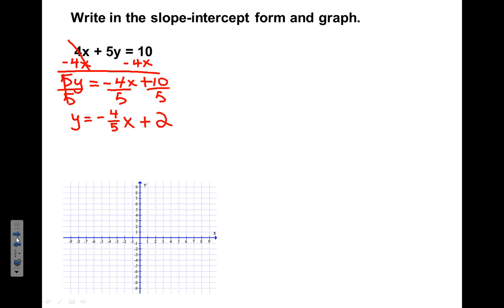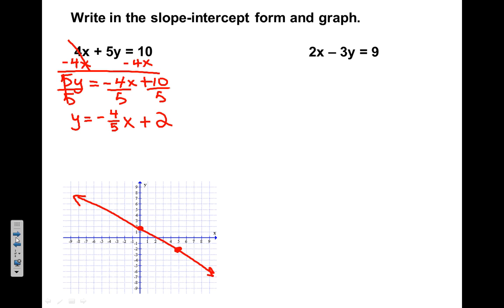Graph your y-intercept first, which is 2. So we count from the origin up to 2, we put a dot. From there, we now do our rise over run, which is rise of negative 4, run of 5. So we count down 4, 1, 2, 3, 4, run of 5, 1, 2, 3, 4, 5, and the dot would be right there. Because we only need 2 dots to draw a line, we can now connect those points and draw our line.